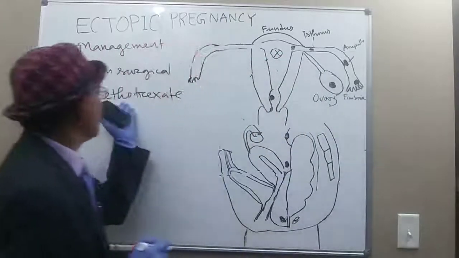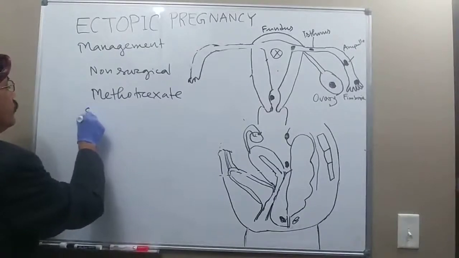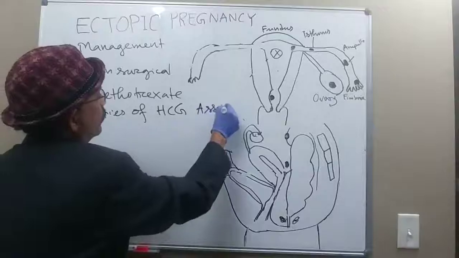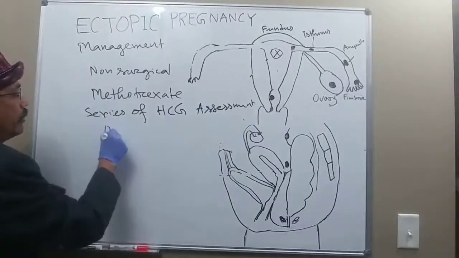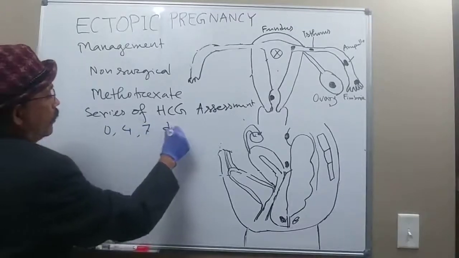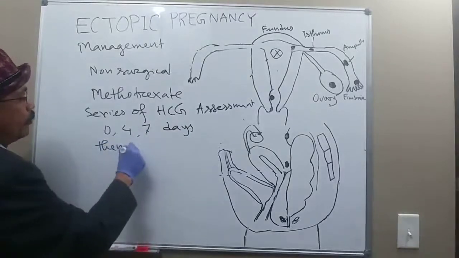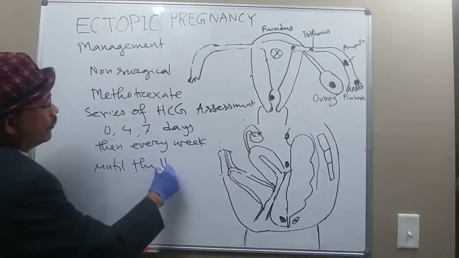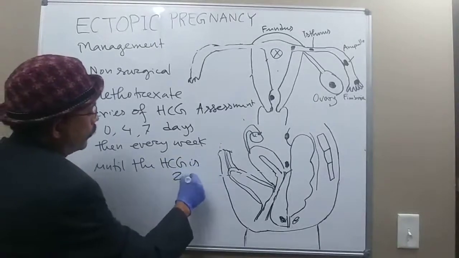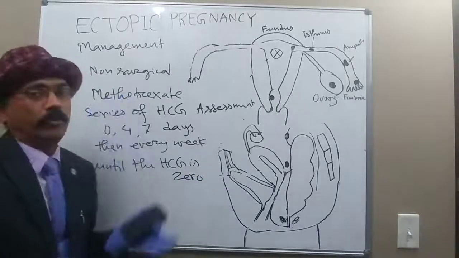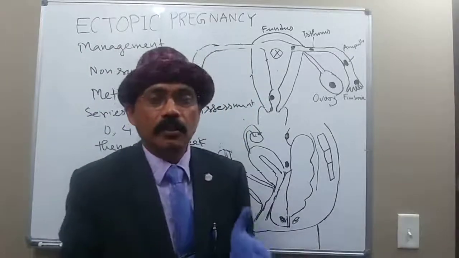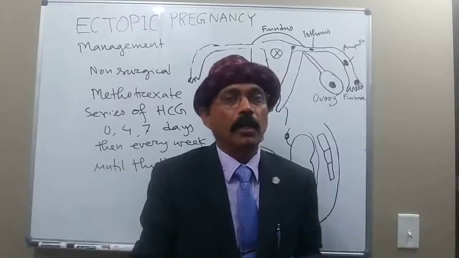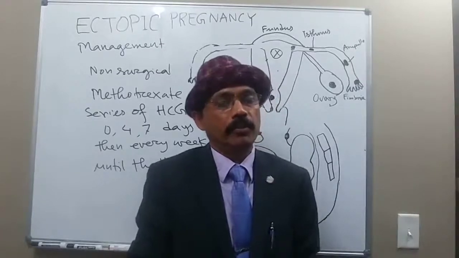Once a physician gives methotrexate, we must go through a series of HCG assessments. The idea is that it should be done on day 0, day 4, and day 7, then every week until the HCG is 0. When it is 0, we know that methotrexate is working nicely. So it may be managed medically without surgery, or by laparotomy or laparoscopy. It should be decided by the obstetrician and gynecologist.